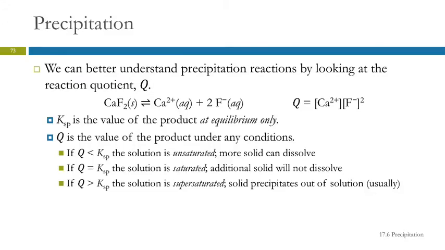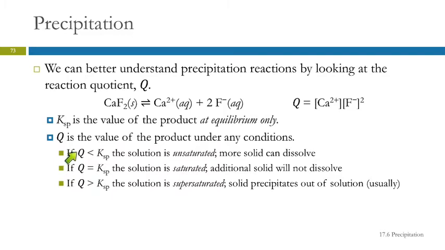Precipitation. So precipitation is kind of the opposite of dissolving, right? So we can look at the reaction quotient. Do you remember what that is? You calculate the reaction quotient the same as you would calculate an equilibrium constant, using the concentrations in the same expression, but it's not at equilibrium. So you plug in your concentrations just like you would for KSP to calculate the Q. It's just not at equilibrium. So it's the value of the products under any conditions.